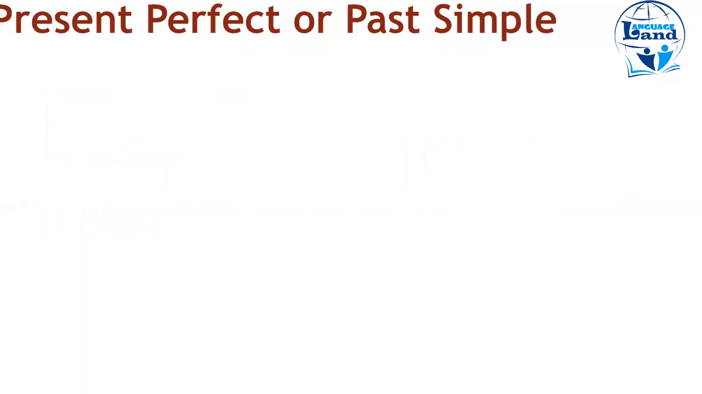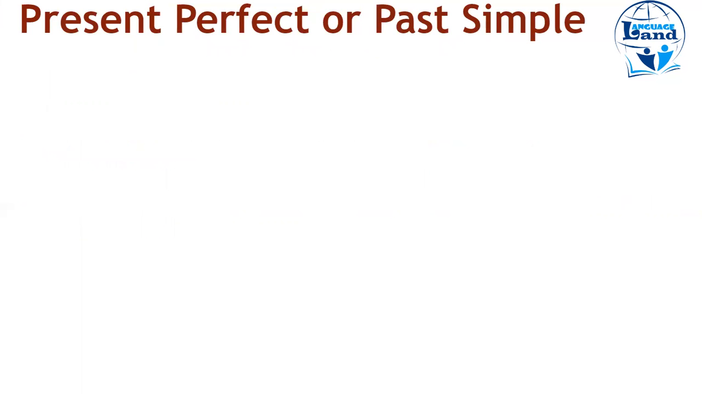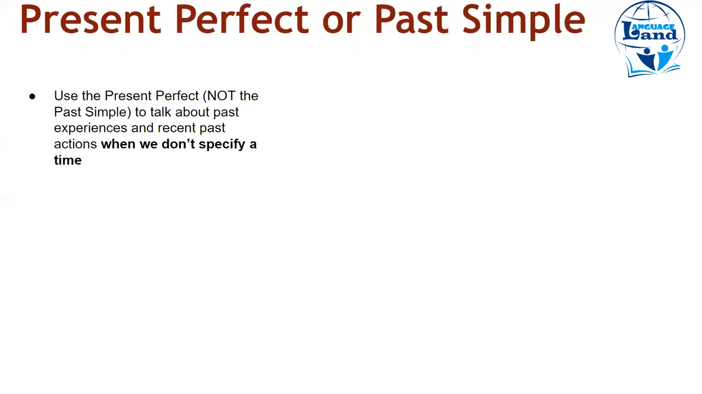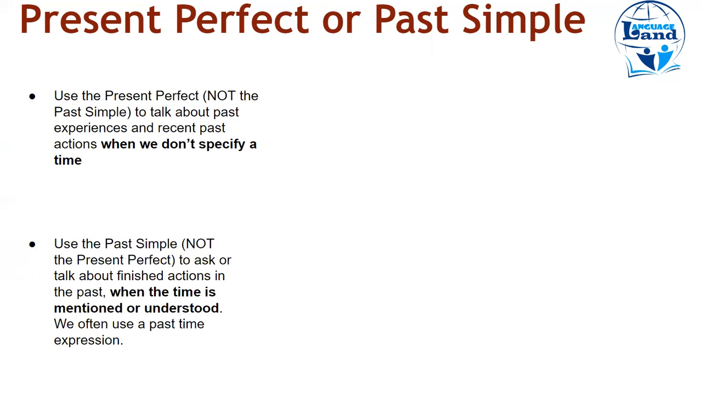So, what is the difference between present perfect and past simple? Use the present perfect and not the past simple to talk about past experiences and recent past actions when we don't specify a time. And use past simple, not present perfect, to ask or talk about finished actions in the past when the time is mentioned or understood. We often use a past time expression.